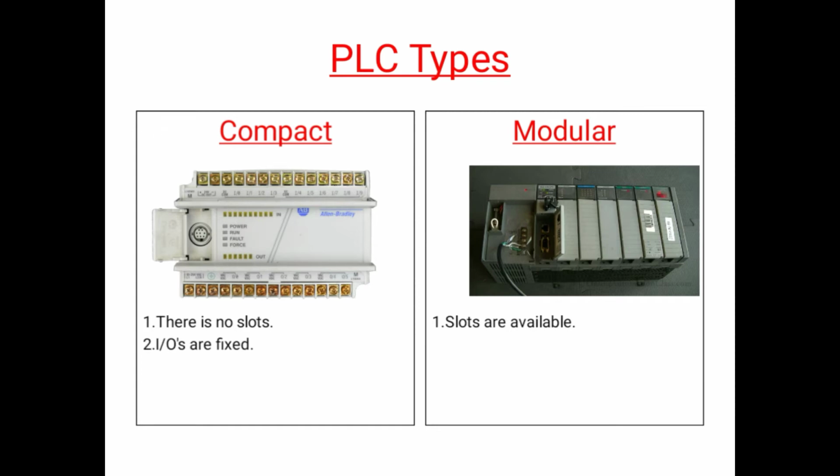The second difference is that IOs are fixed. If you buy a compact PLC, the number of IOs that you have bought will remain the same, you cannot extend it. But if you buy a modular PLC, like with a chassis of 7 slots and you are using 4 slots, you can extend by using a number of IO cards. So you can extend the input cards. There are also a number of output cards, and 8 input cards, 16 input cards and 32 input cards are available. So you can use any card and extend accordingly. These are some basic differences between compact and modular PLC. And the compact is a little cheaper and the modular is a little expensive.